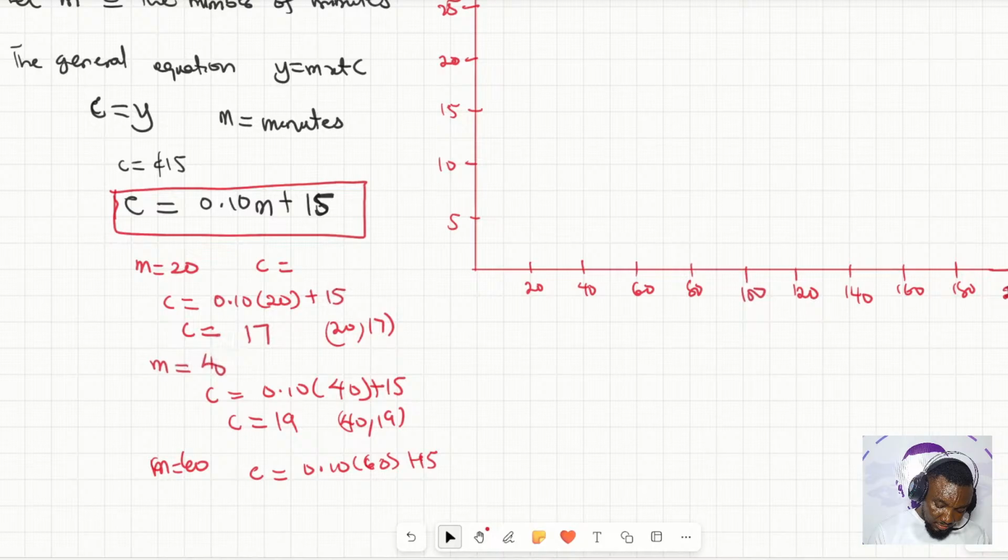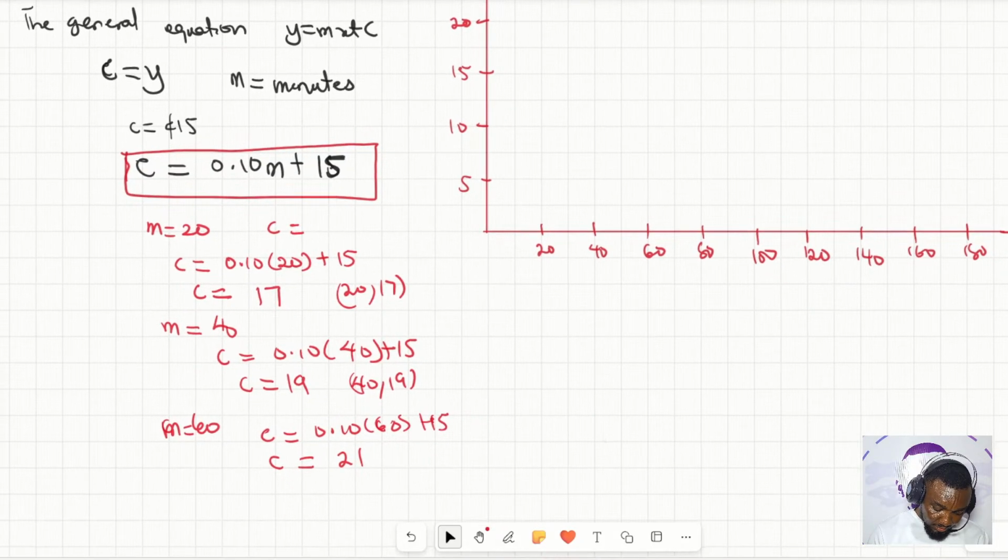So with that, our C is equal to 0.10 multiplying 60 plus 15, which gives us 21. And then we could probably add one more. We can add 200. If M is equal to 200, what is our cost C? Very good. 21, Calvin, you got it. That's good. 21. Nathaniel, 21. That's very good, it means you are following. Now 0.10 multiplying 200 plus 15. Put the solution for that one there as well.